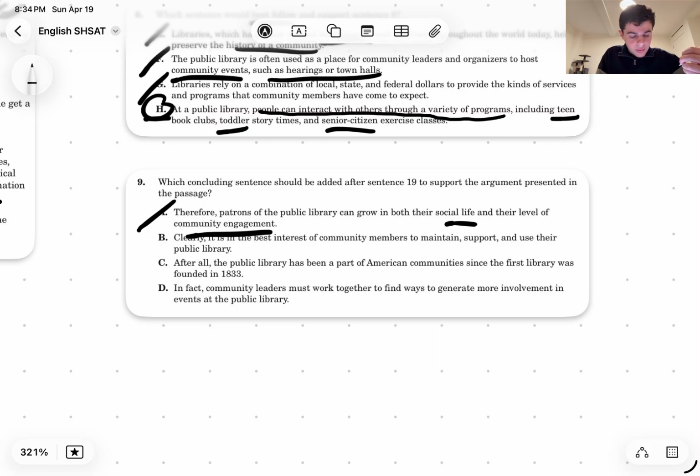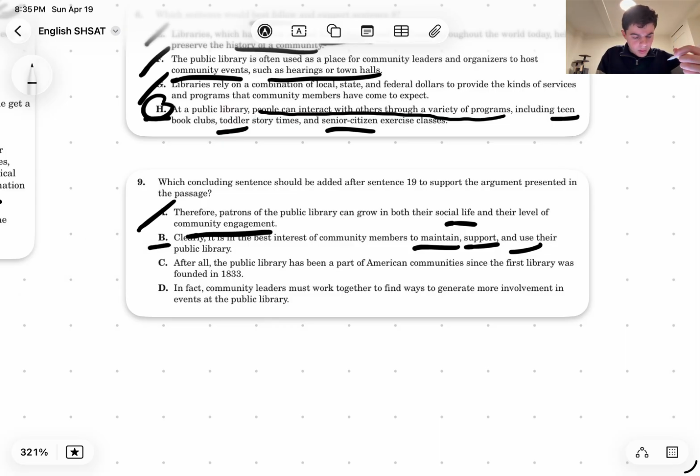Clearly, it is in the best interest of community members to maintain, support, and use their public library. That makes sense, right? Maintain, support, and use. And it is kind of arguing. It's saying, right, after all I've said in this passage, we need to take care of libraries, right? We need to, for the entire community, we will all benefit if we go to libraries. So B seems like a pretty good answer.